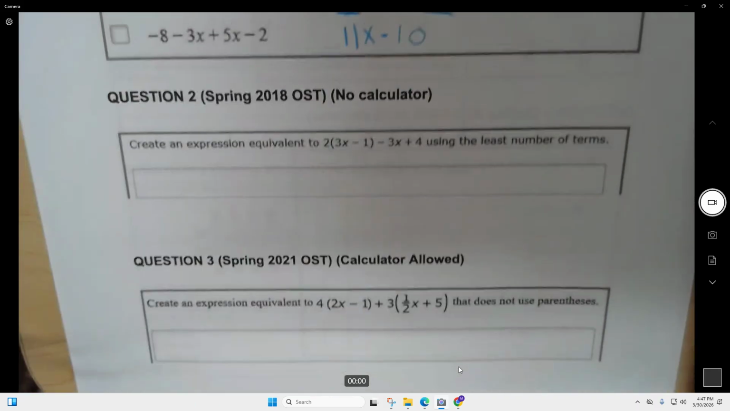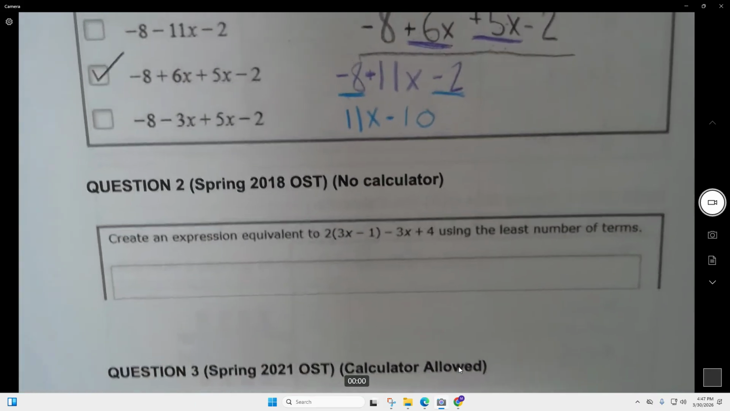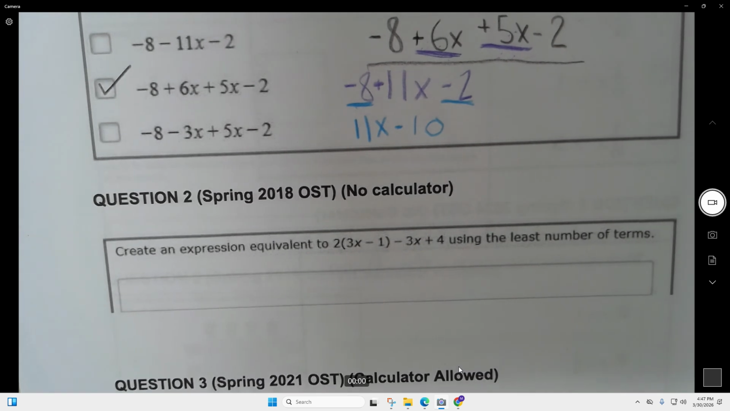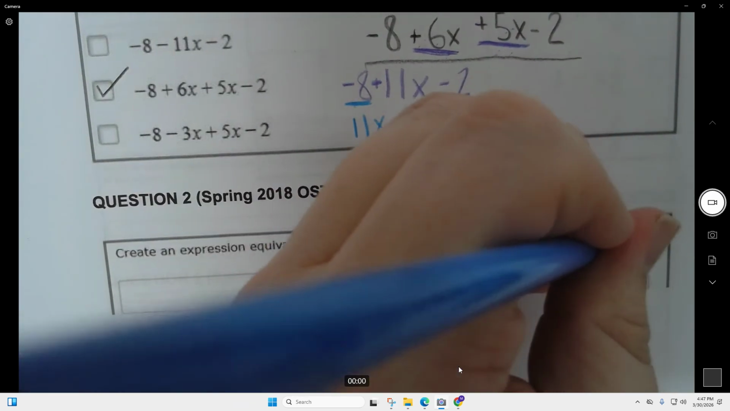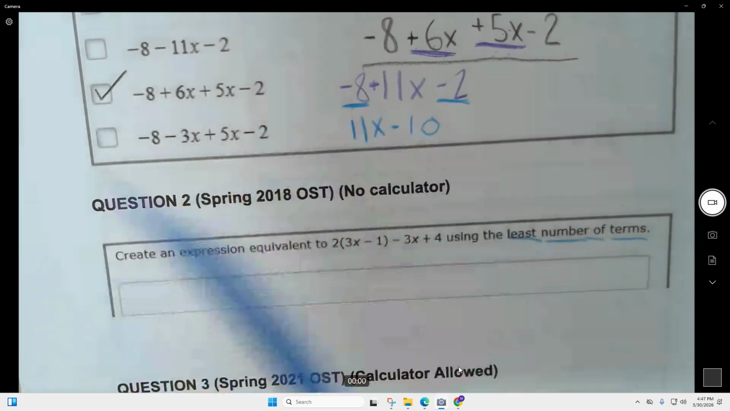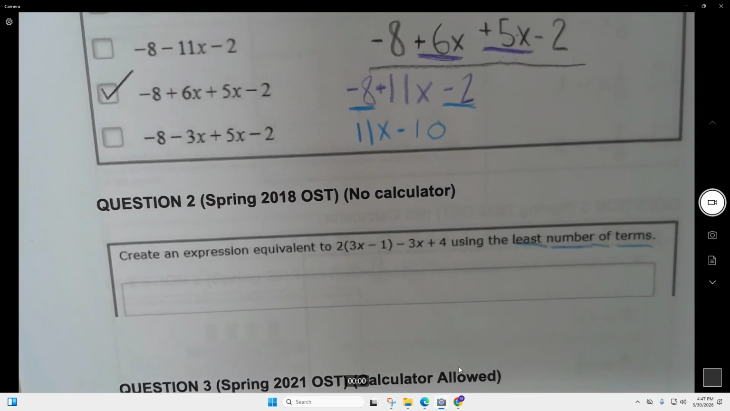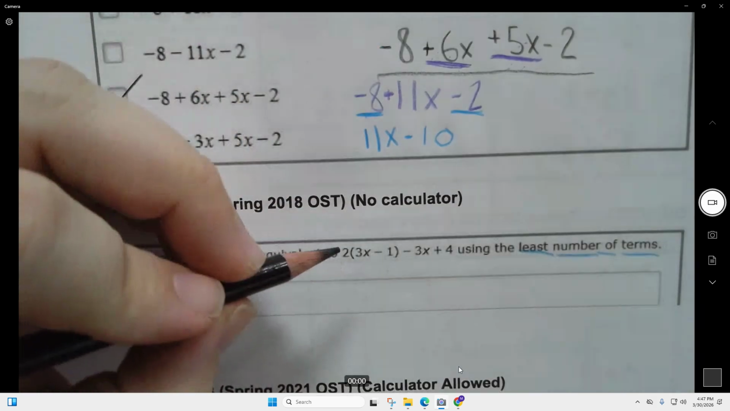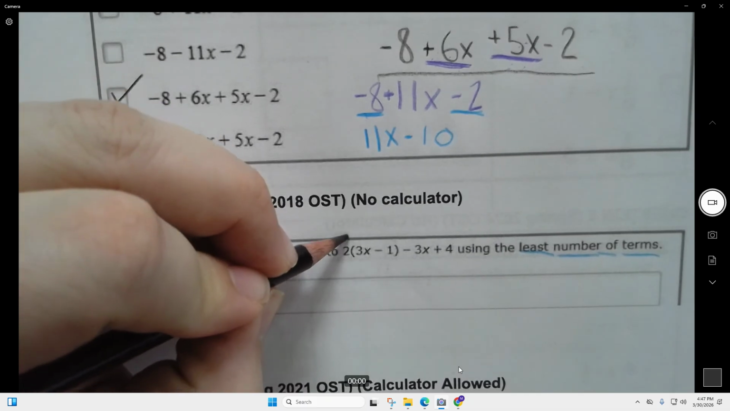Question 2. Create an expression equivalent to 2(3x - 1) - 3x + 4 using the least number of terms. This is very important wording here because this means that you have to have it in what we call simplest form, okay? So first step when you have these should always be your distribution. Let's get the distribution out of the way.